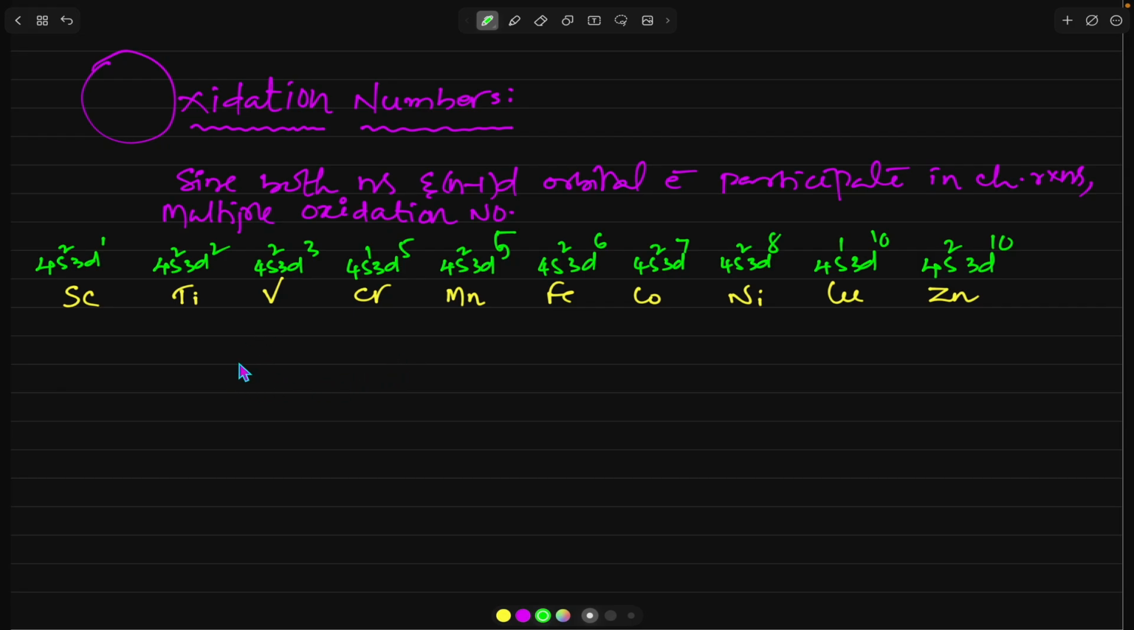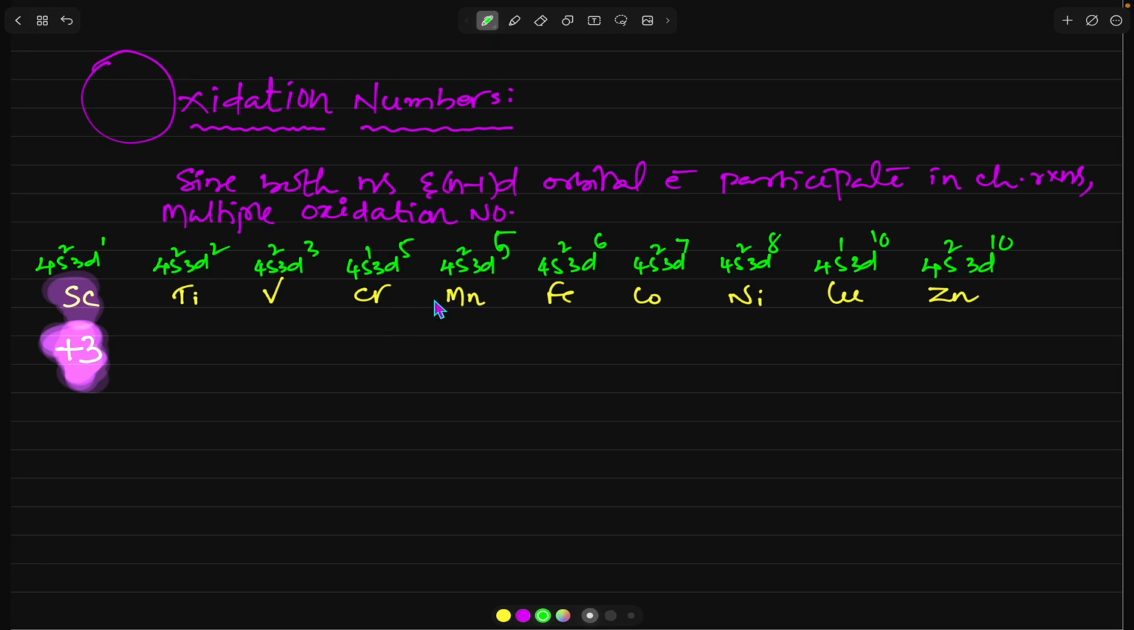So here, scandium exhibits only one oxidation number, that is +3. This is the question asked many times. Scandium belongs to d block elements but exhibits only the +3 oxidation number, right?